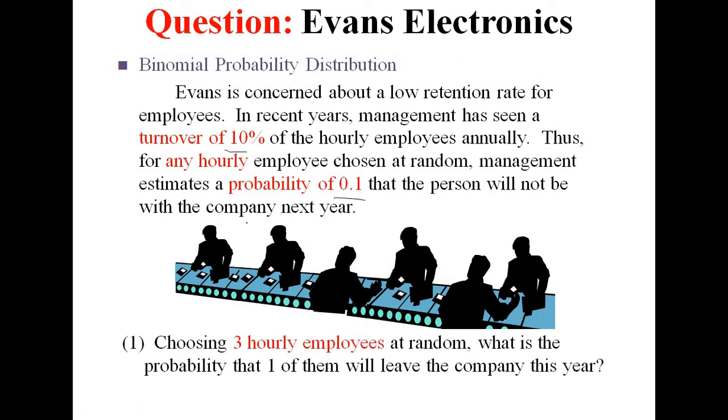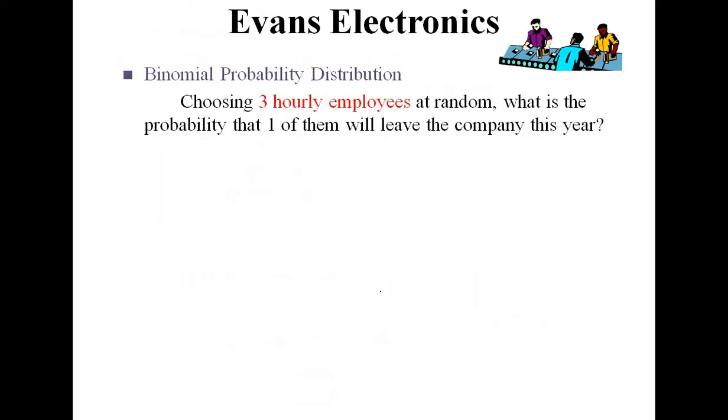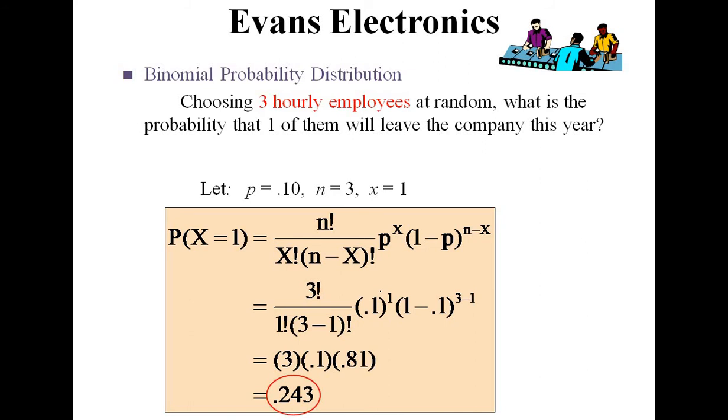Now the question asks, choosing 3 hourly employees at random, which is n equal to 3, what is the probability that one of them will leave the company this year? So they say choosing 3 employees, which is n equal to 3, and then 1 leaving, so x equal to 1. Then next, compute the mean and standard deviation. So p equal to 0.1, n equal to 3, and x equal to 1. Substitute inside, we can get 0.243.